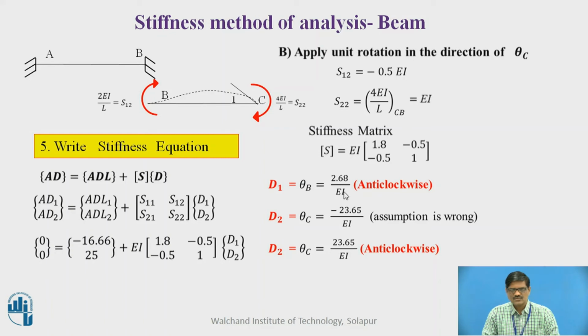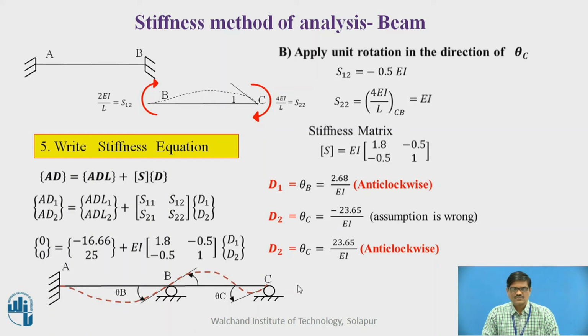Positive we are getting. So therefore our assumption is correct. Therefore theta B is anti-clockwise. Whereas D2, that is theta C, we are getting negative. It means our assumption is wrong. We initially assumed it to be clockwise, but since I am getting negative answer, therefore this rotation is anti-clockwise in nature. So both the rotation theta B and theta C are anti-clockwise in nature. So this is how the beam will deform actually. At B, anti-clockwise rotation. At C also there is an anti-clockwise rotation.